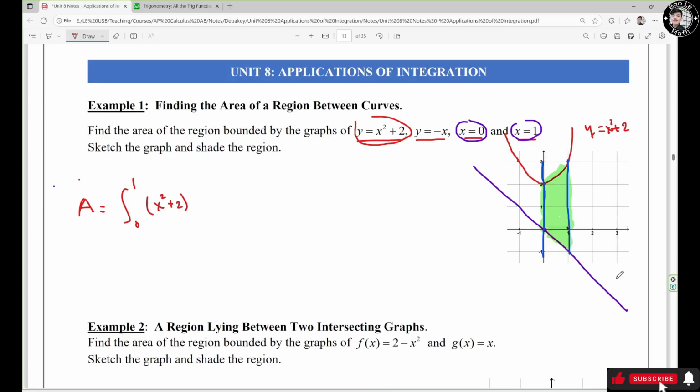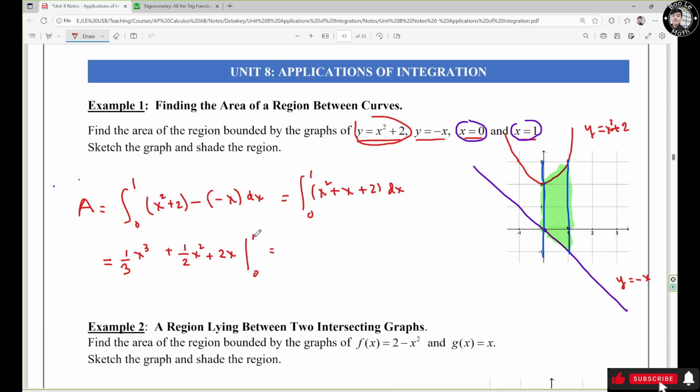Subtract the lower one, y equals negative s. Subtract parenthesis negative s ds, right? So it's going to be the integral from 0 to 1 of s squared plus s plus 2 ds. Now you're going to take the antiderivative of this one. It's going to be s cubed times 1/3, plus 1/2 s squared plus 2s, evaluated from 0 to 1.